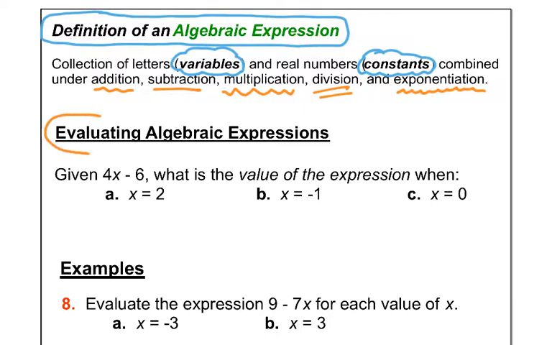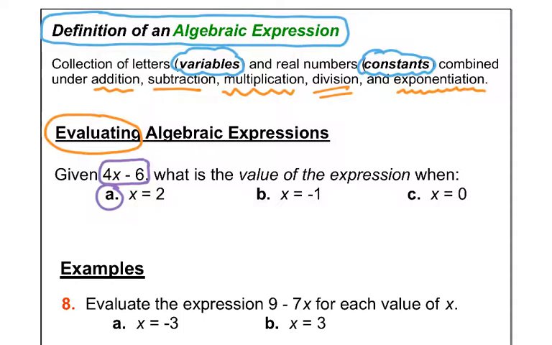So can we just practice? Let's evaluate. Let's just practice plugging in values. If I give you this algebraic expression, notice you've got an x as your variable. You've got numbers that are constants like 4 and the negative 6. What's the value when x equals 2?